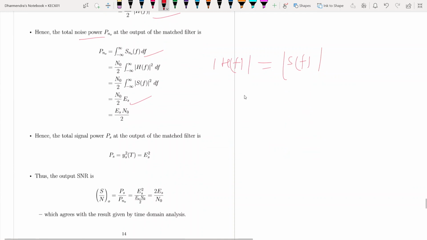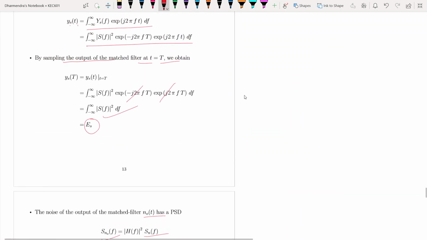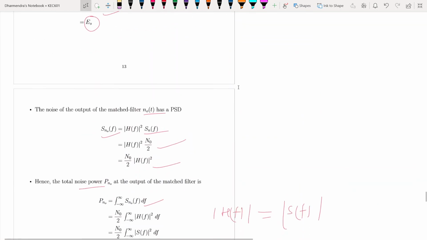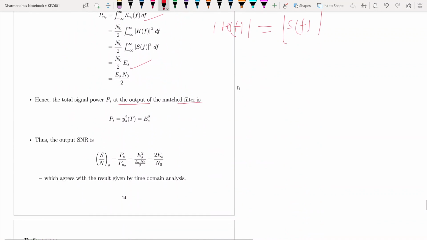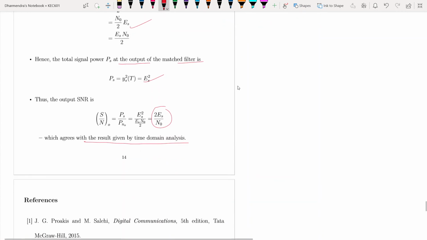Hence, the total signal power at the output of the matched filter is the square of y_s of tau. This will be this, and this is the total noise power. So the output SNR will be Ps divided by Pn naught. Substitute, and I will get this. So this result agrees with the result given by the time domain analysis. Okay.